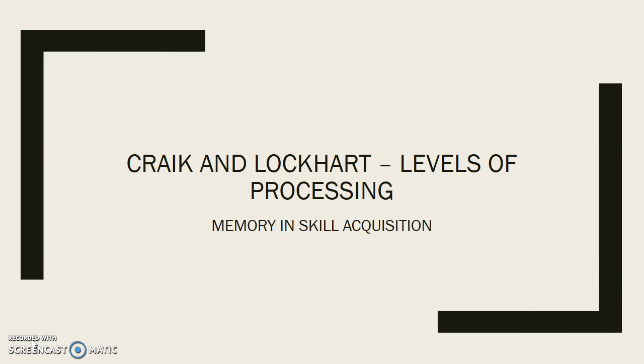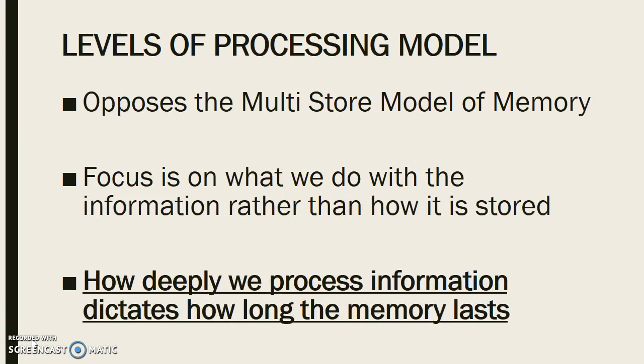Today we're going to be looking at Memory Model 2, and this is looking at Craik and Lockhart and the levels of processing. Now this is a much shorter theory than we did last time, and in fact the key focus of this model is basically to oppose the multi-store model of memory.